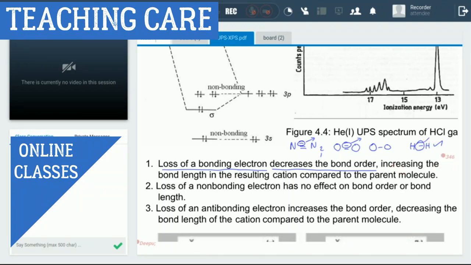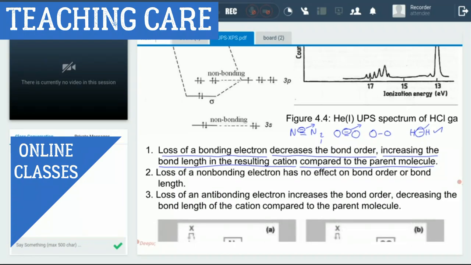Whenever the bonding electrons escape, bond order will decrease. Bond order is nothing but the number of bonds found between the binding atoms. When the bond order decreases, the bond length increases in the resulting cation compared to the parent molecule. Number of bonds decreases, in the sense bond length will increase. Okay. Then loss of non-bonding electrons. Non-bonding in the sense the electron which is present inside the atom core has no effect on bond order and bond length. So only the energy change is going to be brought by the bonding electron. When the bonding electron escapes out, it will decrease the bond order and it will increase the bond length.